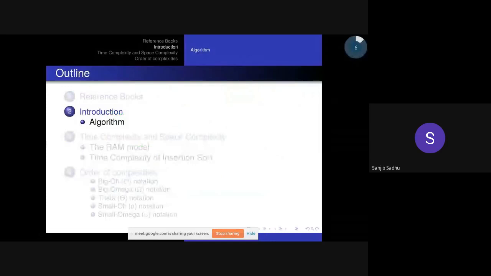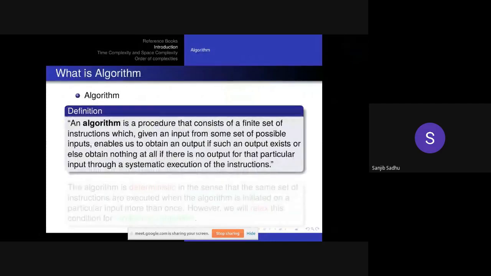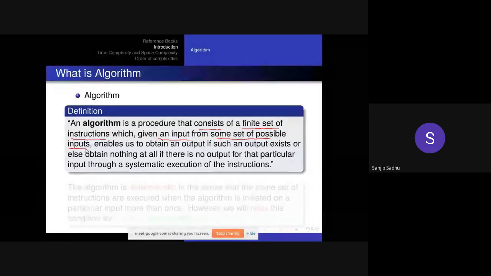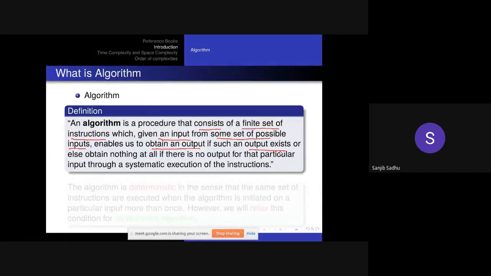Now, what is the algorithm? An algorithm is a procedure that consists of a finite set of instructions, which, when given an input from some set of possible inputs, produces an output, if such an output exists. Or you may not get anything if there is no output for that problem.